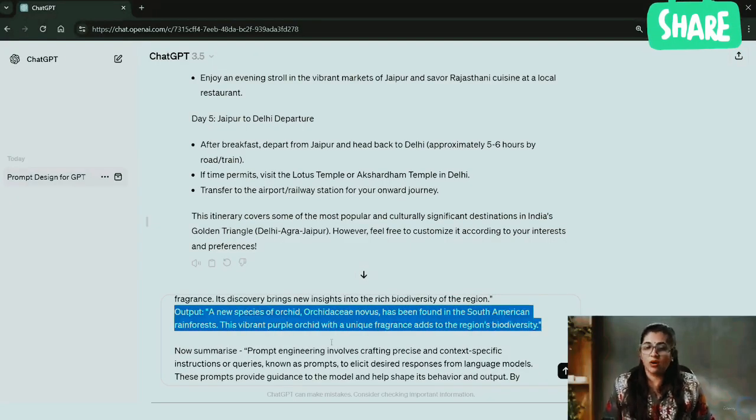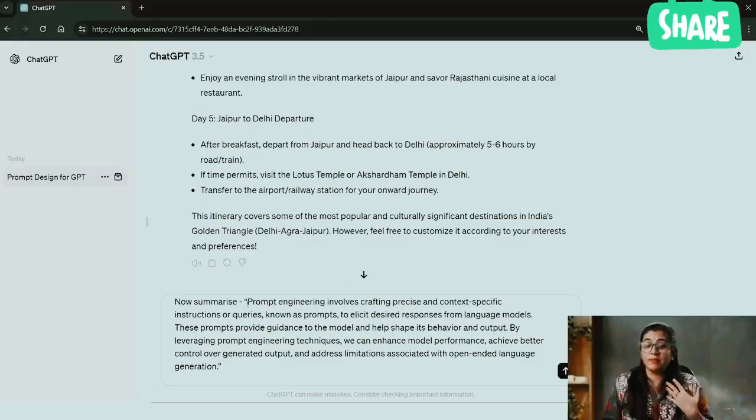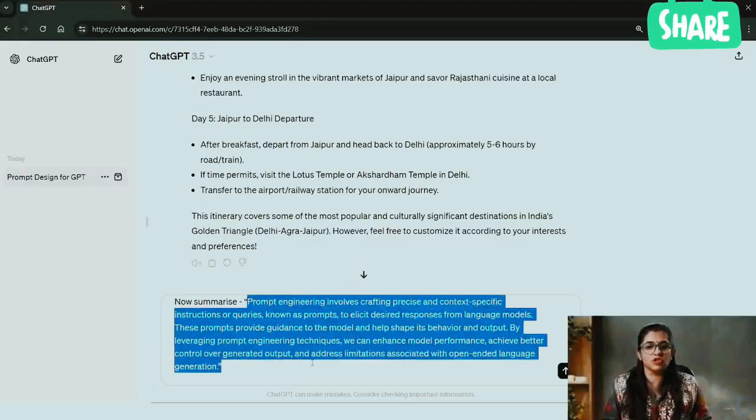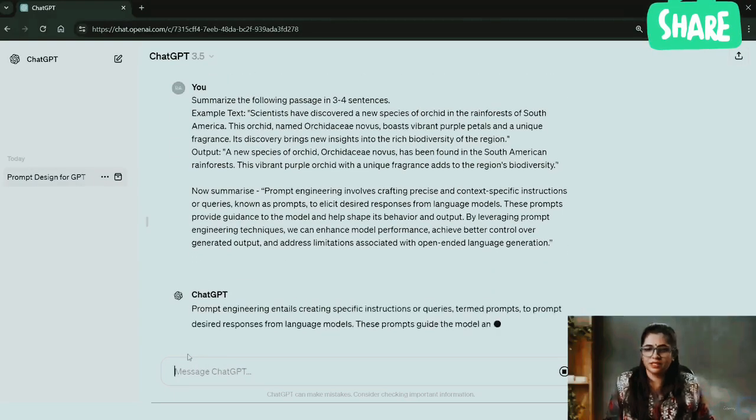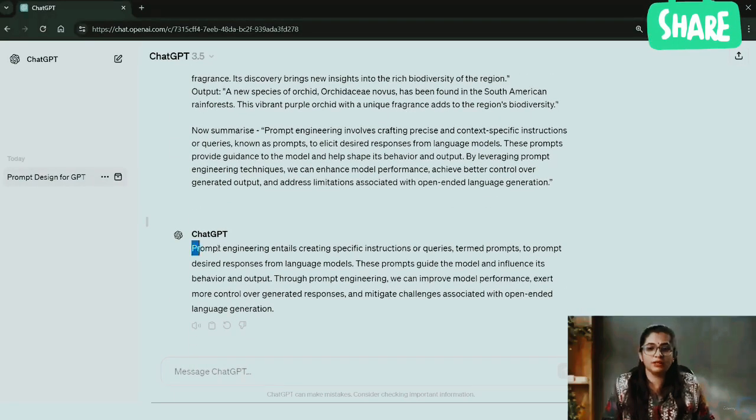Okay. Now, my passage is on prompt engineering. It involves crafting precise, context-specific instructions and queries. And these prompts provide guidance. We can enhance model performance, achieve better control over generated output, and address limitations associated with open-ended language generation. And I want to summarize this into 1 or 2 sentences, right? This is my prompt. I give this, and this is what it gives me.